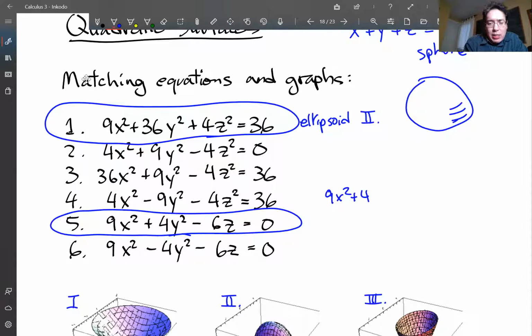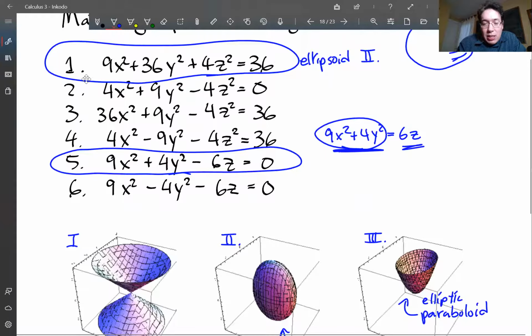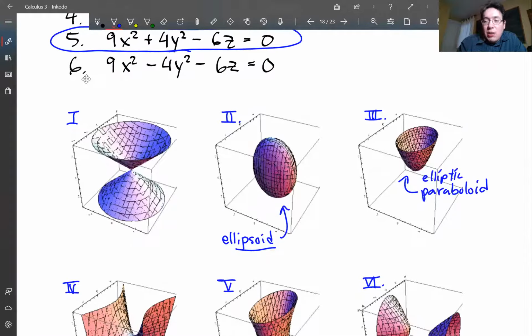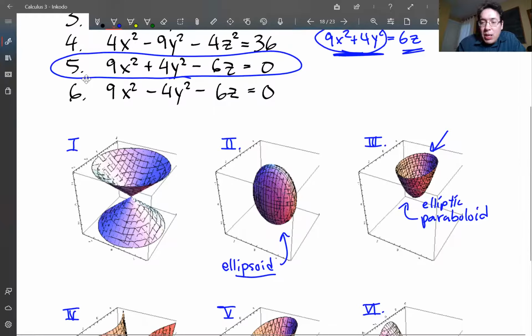And the reason why I'm honing in on this is that if I put the 6z on the other side of the equation, notice how the left-hand side is non-negative, right? It's, again, positive coefficients and something squared, which is never negative. So the left-hand side has to be 0 or positive. So the right-hand side has to be 0 or positive. So you can never have a negative z here. And this picture is the only picture that does not have a negative part for the z. So this must be it.